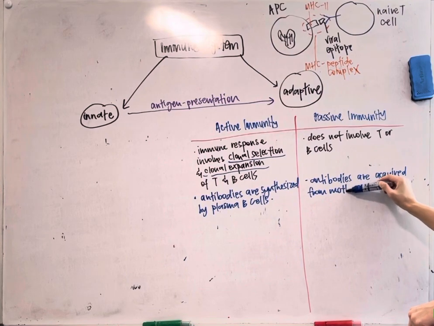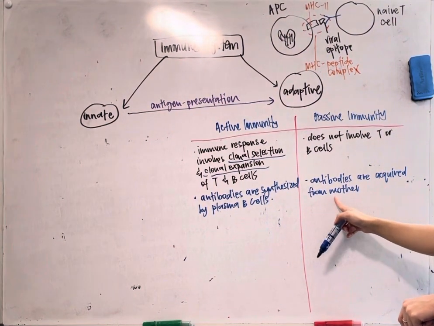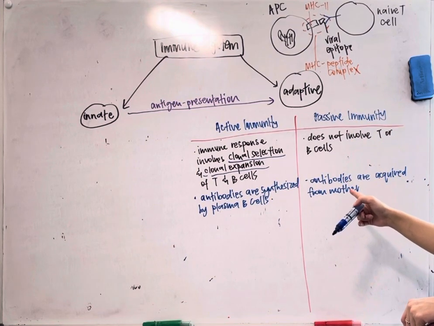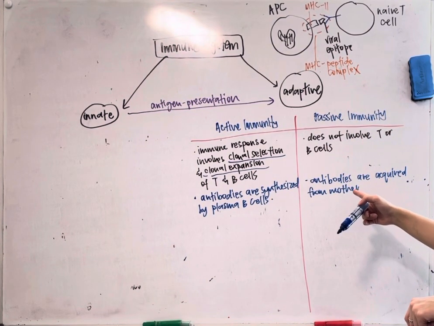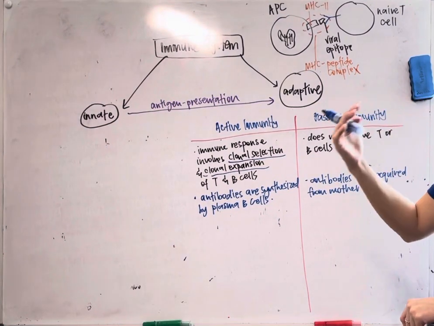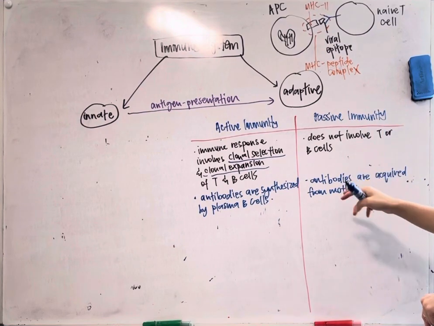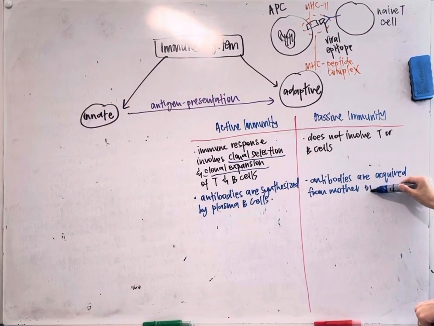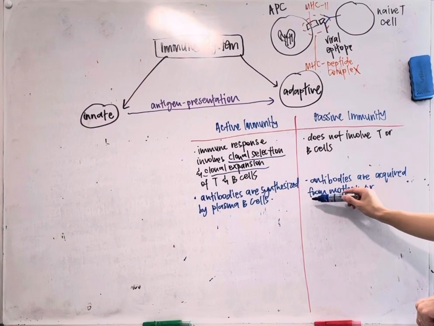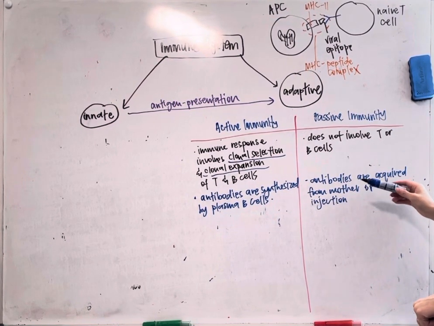Remember, the ones acquired from mother are natural passive immunity. Natural passive immunity, again take note, can be across the placenta or through breastfeeding, so you can actually obtain those antibodies here. We can also obtain antibodies through injection, from an external source.